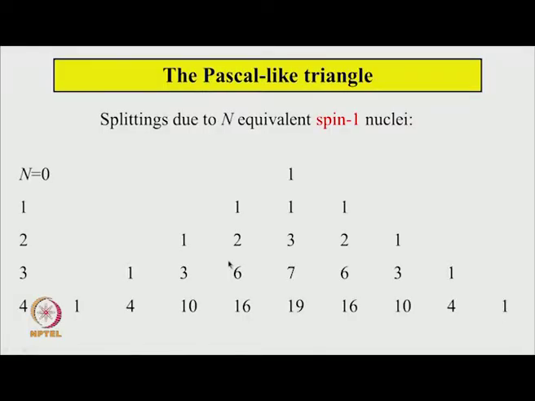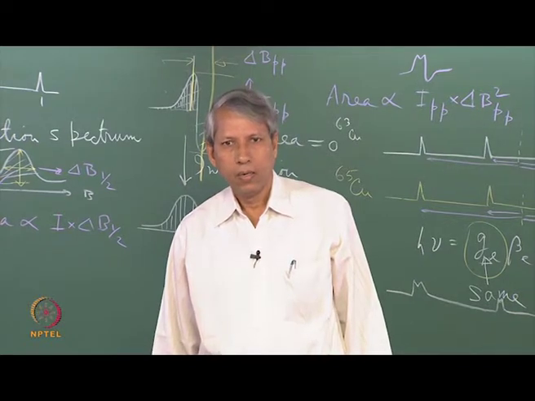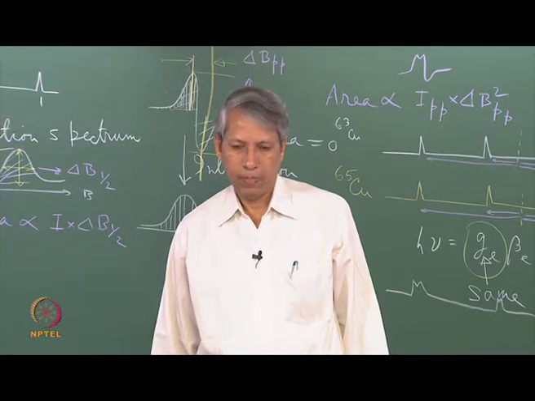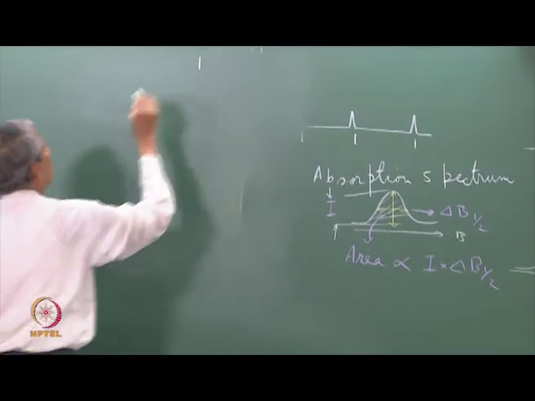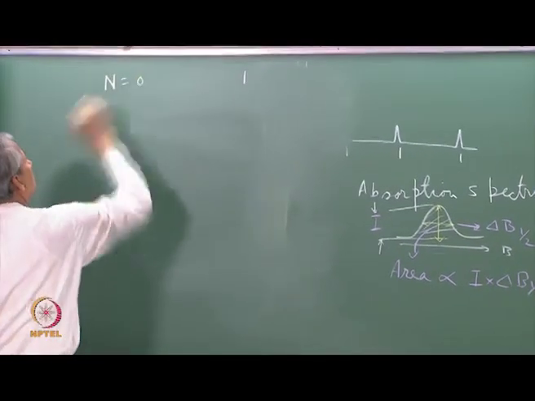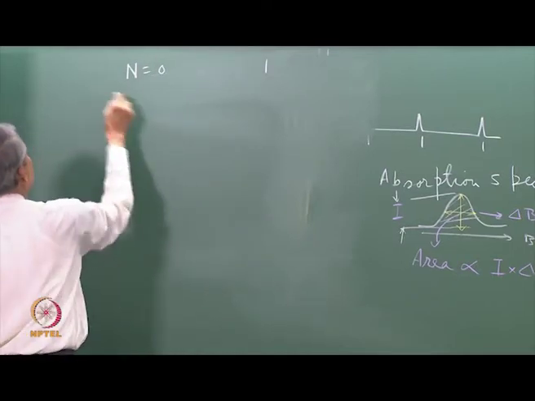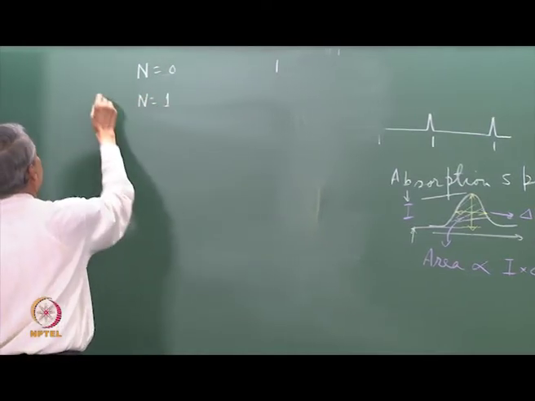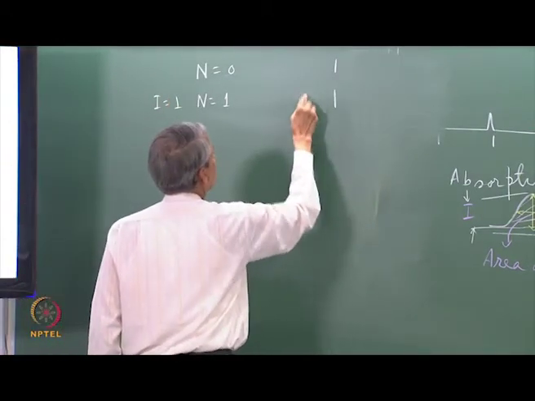Okay. So, can we generalize this Pascal triangle that we have seen for the spin half system? We are trying to do that now. Here the Pascal triangle is shown for a spin 1 nucleus. Let us see how it is created. It starts from the line intensity 1 where there is no nuclear hyperfine interaction, and now suppose there is one such nucleus with I equal to 1. Then this will split into 3 lines with intensity 1:1:1.